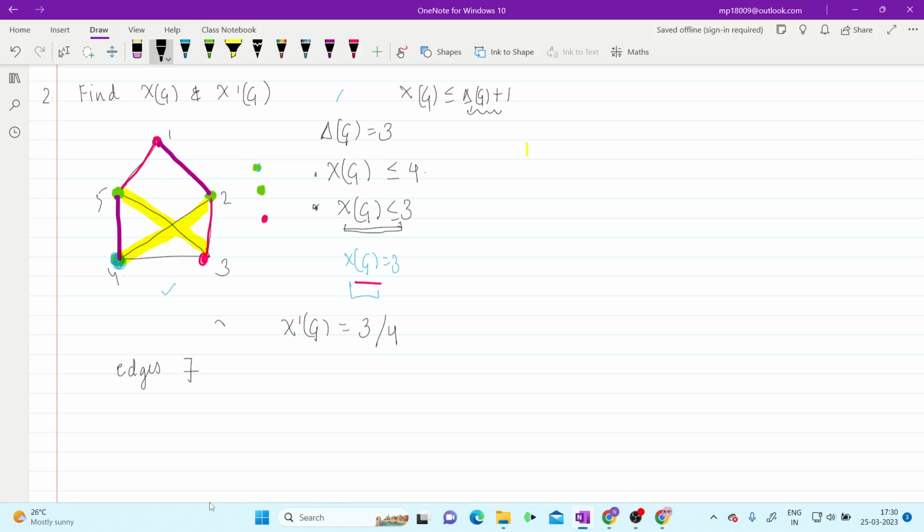Then the chromatic number will be equal to maximum degree plus 1 if and only if G is an odd cycle, that is, G is either C2n plus 1 or G is Kn. Only for these two possibilities, only for these two graphs, will the chromatic number actually attain this bound, that is, maximum degree plus 1. Other than these two graphs, the chromatic number will always be less than or equal to the maximum degree.